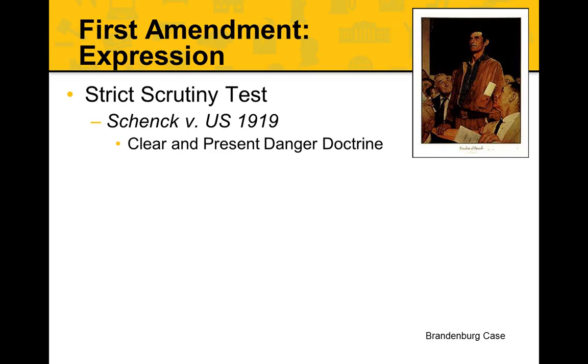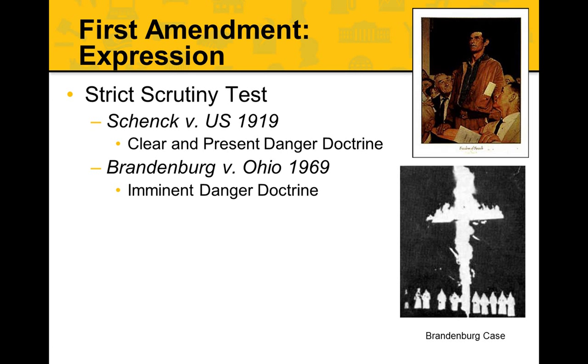But through the 14th Amendment, the court has been able to limit the state's ability to restrict expression. Okay? So for example, in the Brandenburg case in 1969, the court expanded the clear and present danger doctrine to include clear, present, and imminent danger. So not only does the speech have to conjure up clear and present danger, but that danger has to be imminent. And Brandenburg was a member of the Ku Klux Klan who was convicted of advocating violence in the state of Ohio.